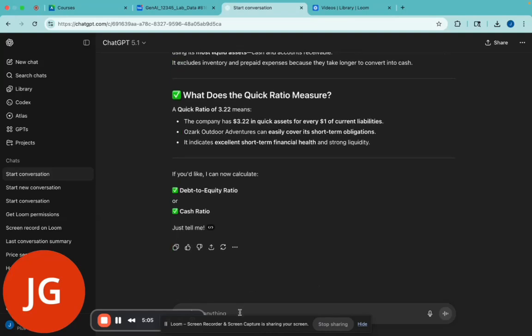Next, we're going to do the same exact thing we did for the quick ratio, but for the debt to equity ratio. The prompt we're going to use is: calculate the debt to equity ratio, provide the formula, tell me if the ratio is liquidity or solvency ratio, and provide the definition of a debt to equity ratio and what it measures. Perfect. Excuse my poor typing.